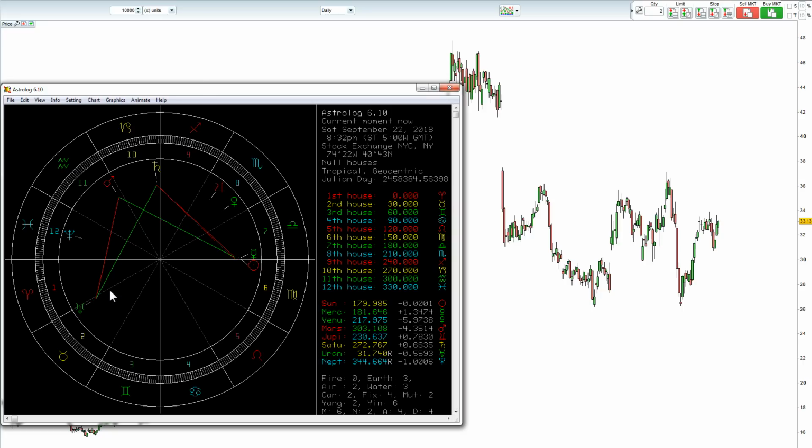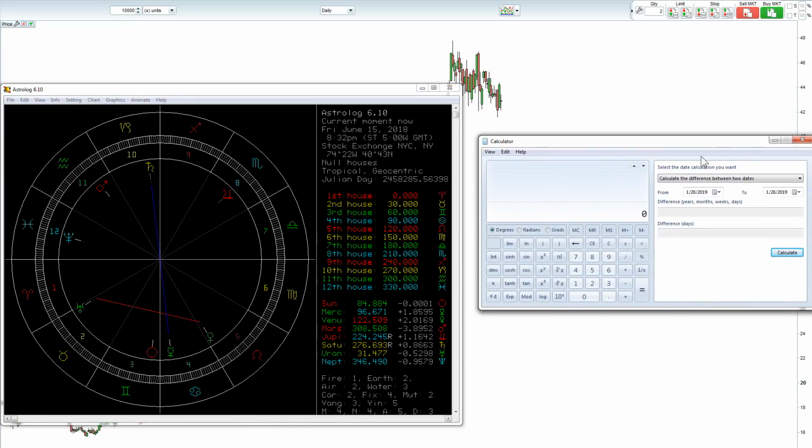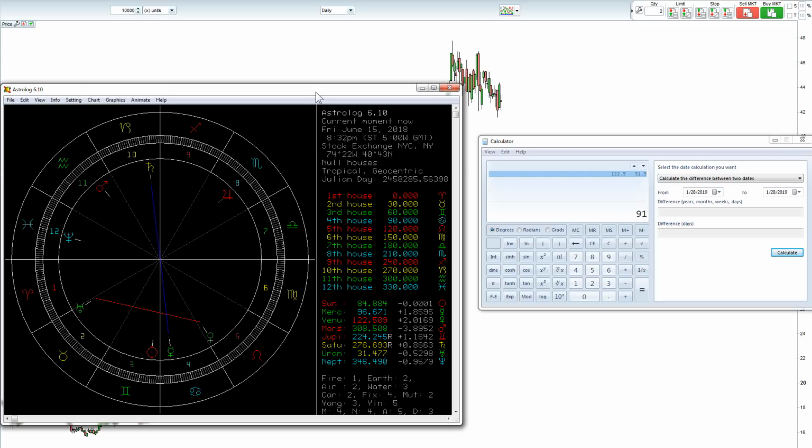Now, we'll go back really quickly. We were square, Venus and Uranus right there. So let's go back to where they were in opposition. Let's go back to June 15th so we can try and do things a bit more exact. Okay, Venus was 122.5 minus Uranus 31.48. I'm just going to say 5 because it's close enough. So that's 91 degrees. So that's 1 degree past the square.